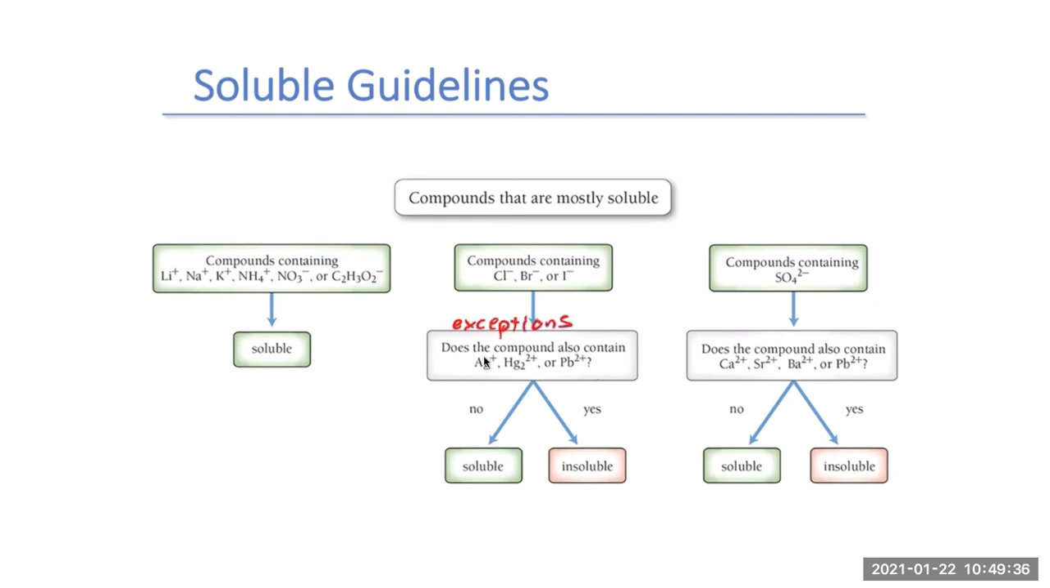So the exceptions are silver, mercury +2, and lead +2. If you see a silver chloride or silver bromide, that's going to be insoluble. If you see a mercury chloride, that'll be insoluble. Or if you see a lead iodide, that would be insoluble. However, if you see an iron chloride, that would be soluble because iron is not one of our 3 exceptions.